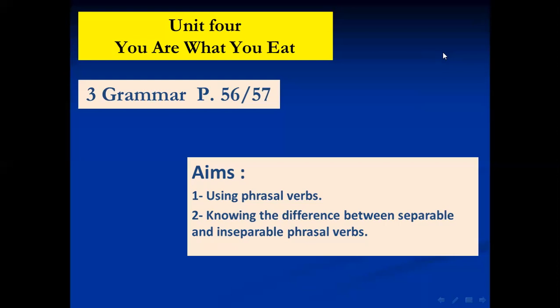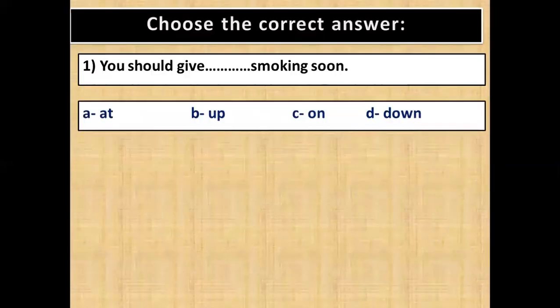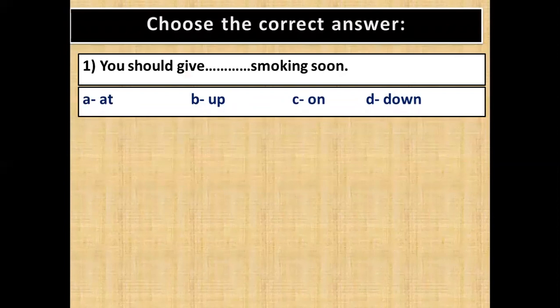The English language has a lot of phrasal verbs that we must learn. So look here, phrasal verbs. We will learn what phrasal verbs are, but I will start with some questions first. I ask you to choose the correct answer. Number one, you should give space smoking soon. Give at, up, on, or down.